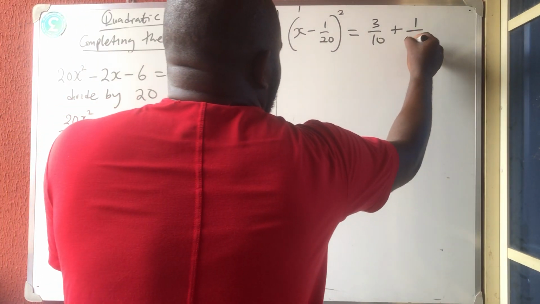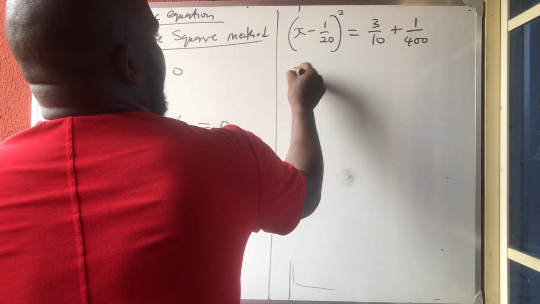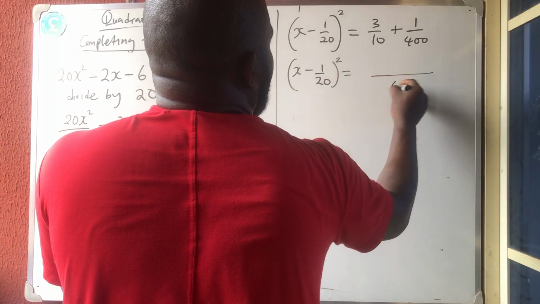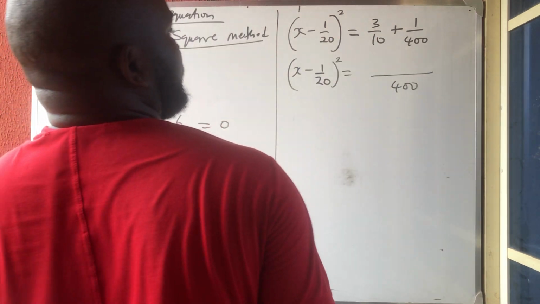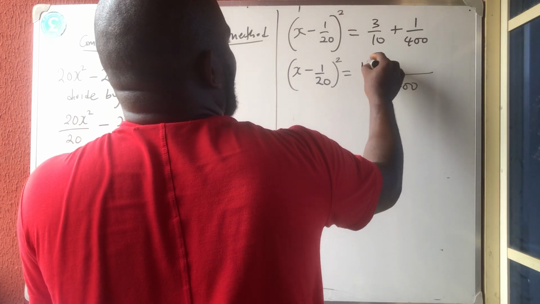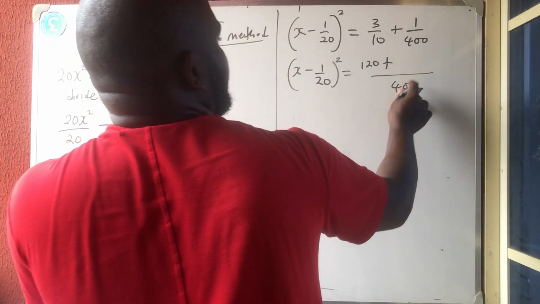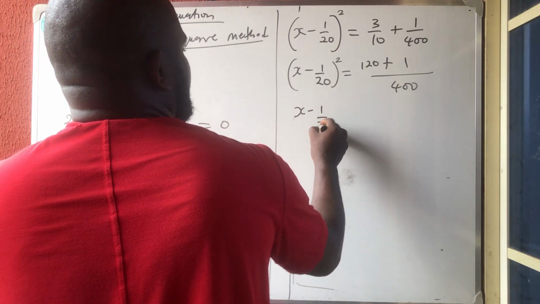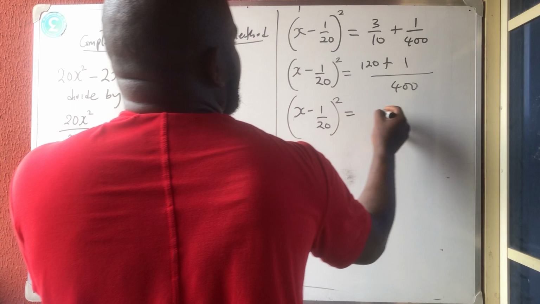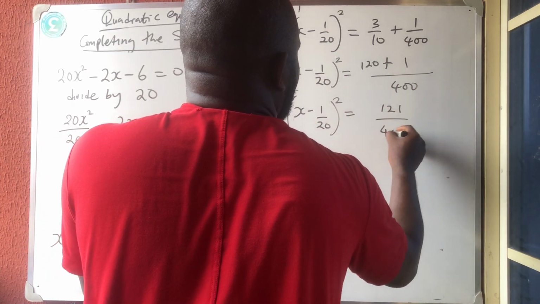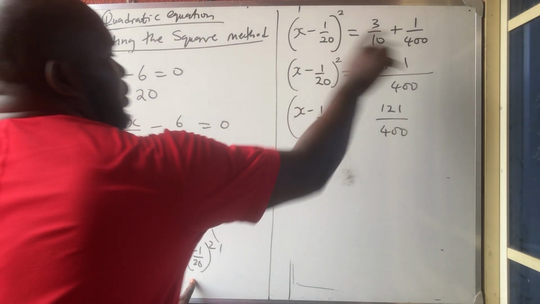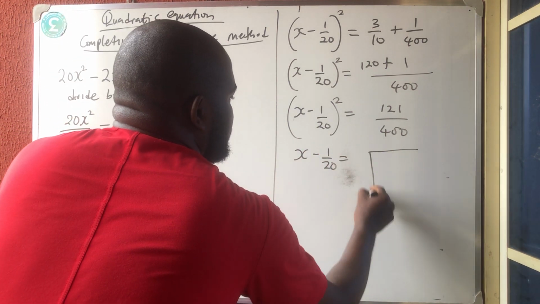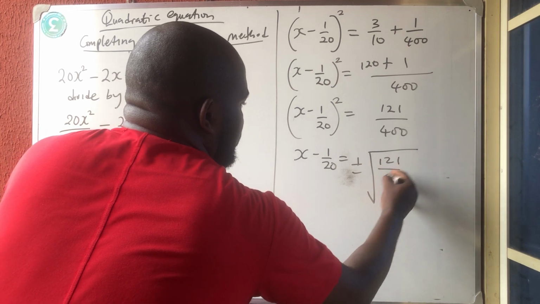is 400. So I'm going to have x minus 1 over 20 all squared is equal to, the LCM here is 400. 400 divided by this is 40. 40 times this is 120 plus 4 divided by 1. 1 times is 1. So I'm having x minus 1 over 20 all squared is equal to 121 over 400. Okay, so the square can cross to become square root. So I'm having x minus 1 over 20 is equal to the square root, plus or minus, of 121 over 400.